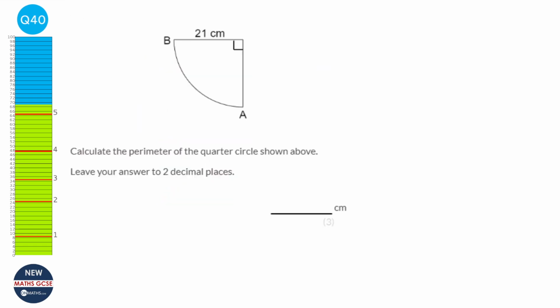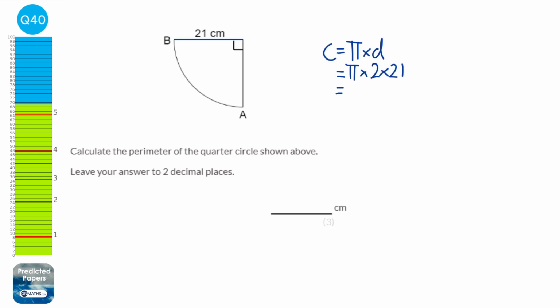The first thing we can do is work out what the circumference of the full circle would be. Obviously we haven't got a full circle here, but what the circumference would be had we got a full circle. So that's going to be pi times the diameter. The diameter is twice as big as the radius, and this 21 centimeters here is the radius of a full circle. So that's going to be pi times 2 lots of 21, which is 42 times pi, which is 131.946, and so on.